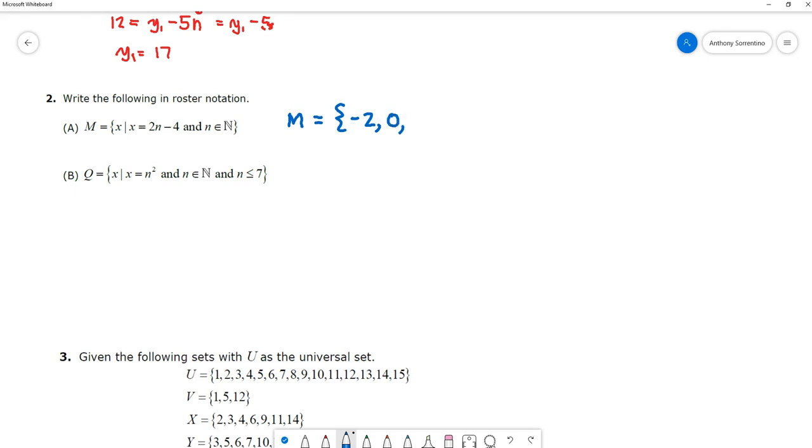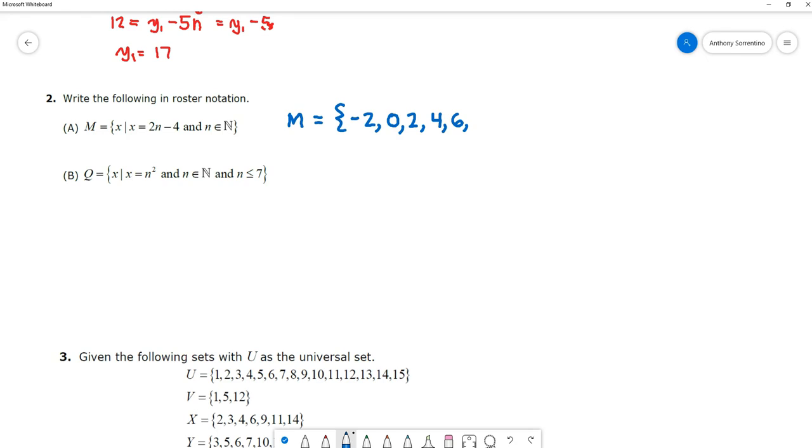If I let n be 3, 2 times 3 is 6, minus 4 is 2. And as you can see, it's producing this set of numbers, basically multiples of 2, starting with negative 2. So each time I go from one number to the next in my list, I am moving up by 2 units. This one goes on forever since I don't have a limit to what n could be.